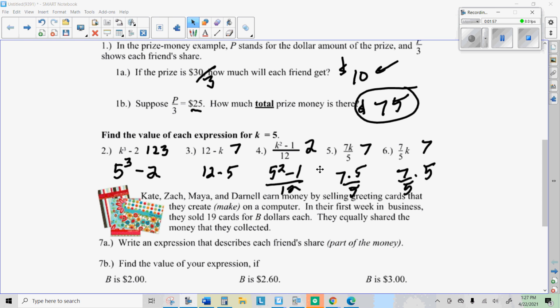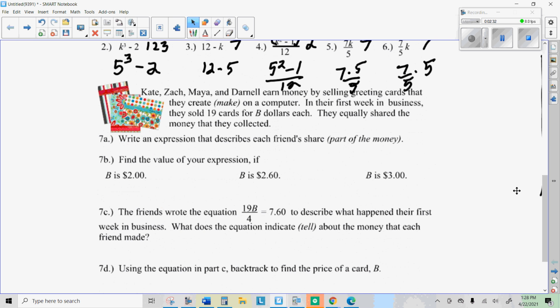All right, one thing you might have noticed about the divide sign as you're doing those is it is telling you to do everything on one side of that divide sign, like in this one. Make sure you find k squared minus 1 first before you divide it by 12. So there's kind of like parentheses implicit there. Okay, same with this one. You're going to do 7 times k first and then divide by 5. You probably noticed that doing 7 divided by 5 first and then times k gives you the same answer.